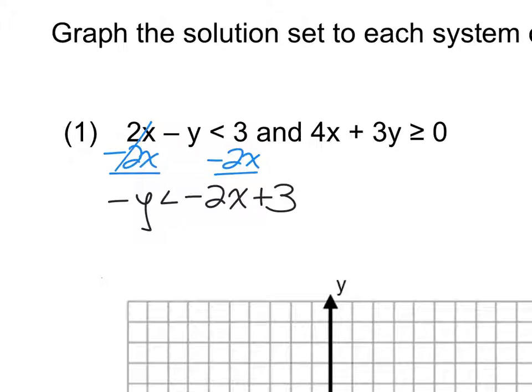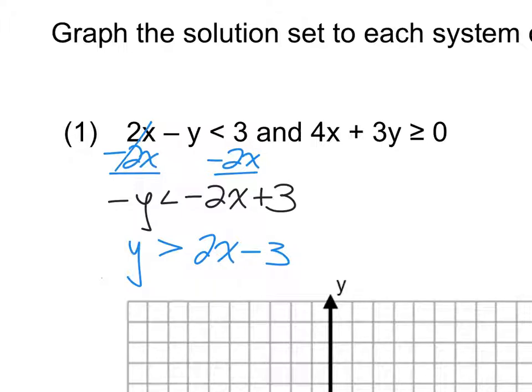I like having not only the y on the left-hand side to make it easier to graph, but also the x come first on the right-hand side, so it's in the nice y equals mx plus b form. All right. Then I'm going to take both sides and divide by negative 1. So I'm going to get y is greater than 2x minus 3.